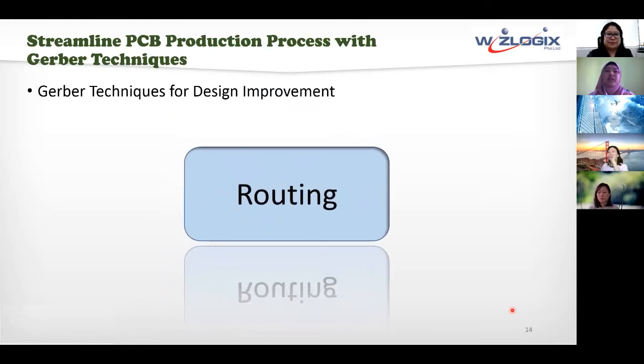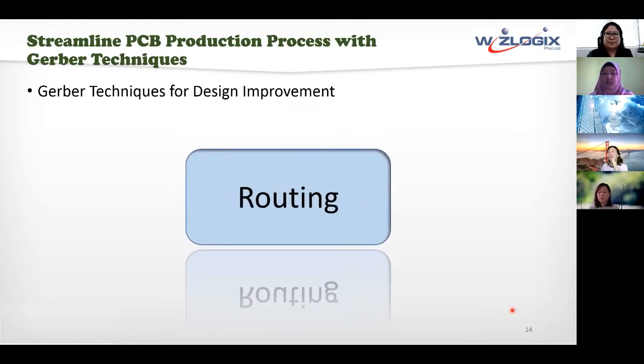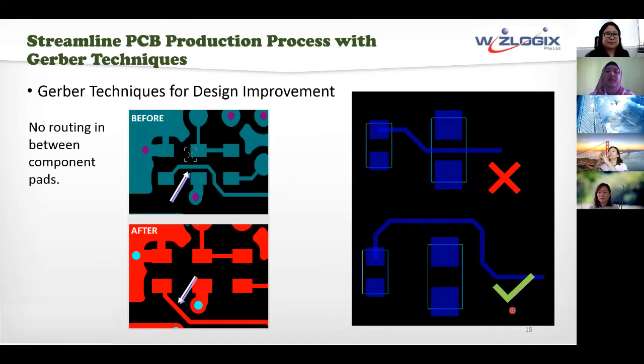Okay, first will be the routing stage. I will be going through some pictures on routing. First and foremost, we do not practice routing in between component pads. Again, this is especially critical for two-pin discrete components. Let's say, for example, your capacitor, resistor, diodes, inductor. As long as they are SMD and they are discretes, we try to avoid routing in between them. So, like I mentioned, we do not route in between component pads.